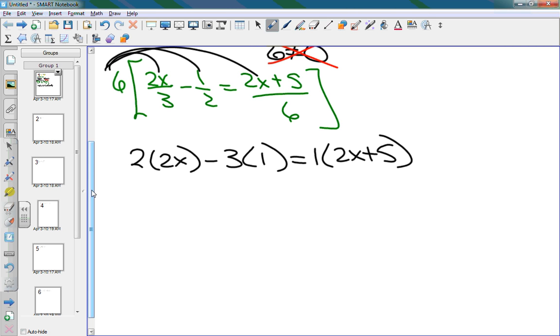Do we all understand that so far? The whole point of multiplying by the LCD is to get rid of the denominator. Do we understand that? Yes or no? Okay. Now, what should I do here? Distribute. Get rid of parentheses. 2x times 2 is going to be 4x. Minus 3 is going to be equal to 2x plus 5.